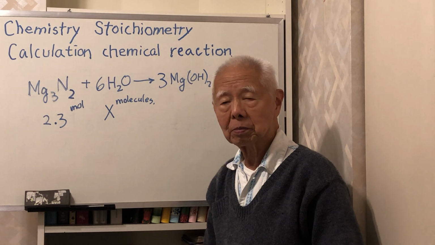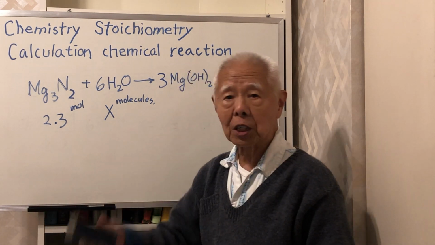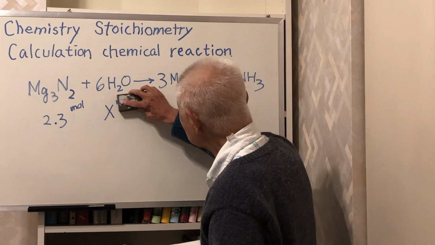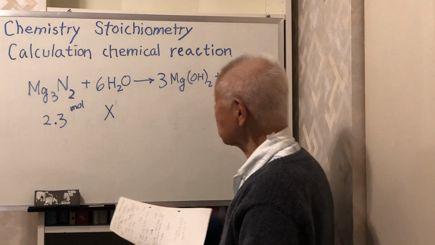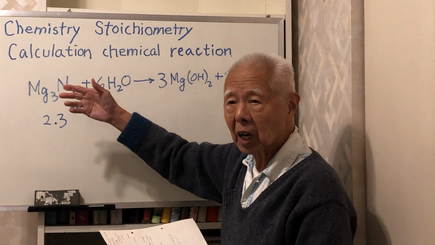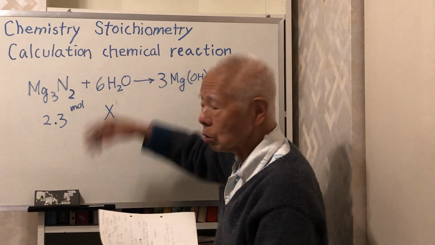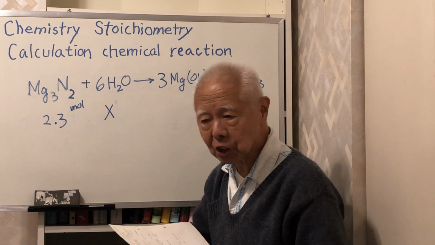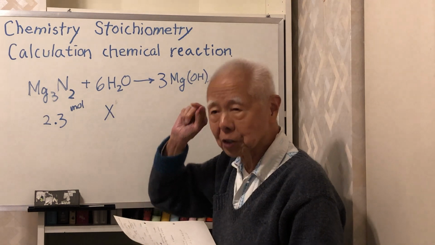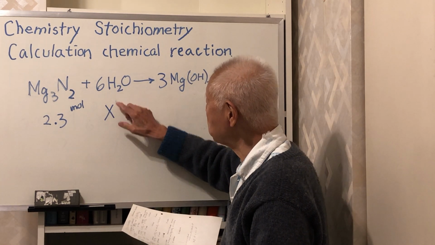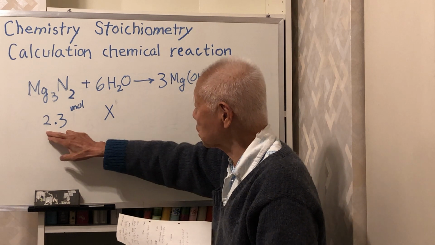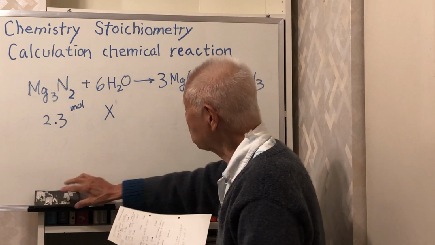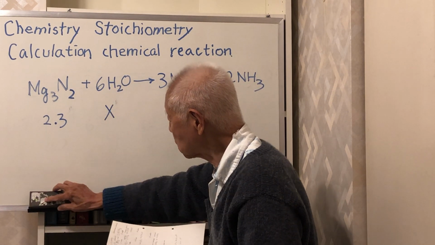To do this question, let's do it in 2 steps. Do not find how many molecules, find how many moles. Because this is what we have been doing for the last few examples. Everything is in mole and it's very easy to solve. So let's forget about the number of molecules. Let's find how many moles of water will react with 2.3 mole of magnesium nitride. So let's do moles first. Everything is in mole.